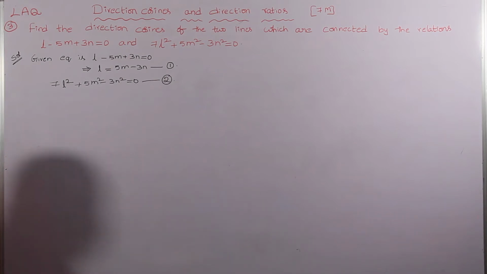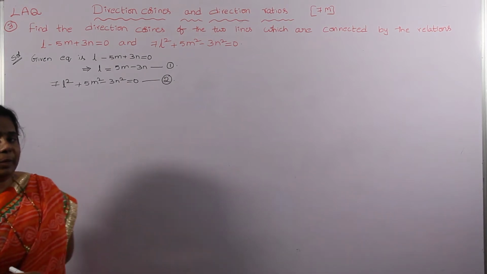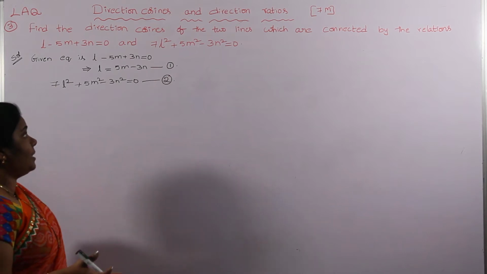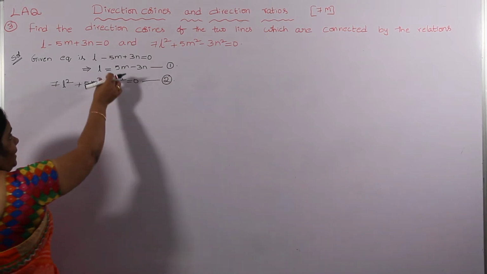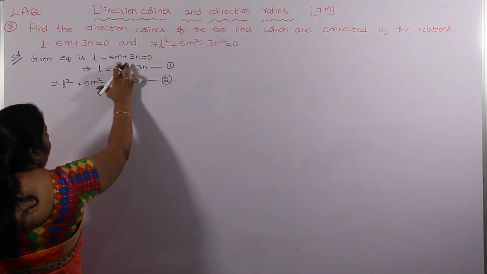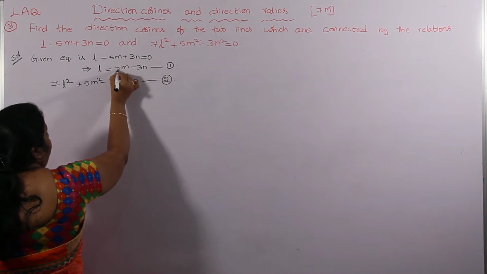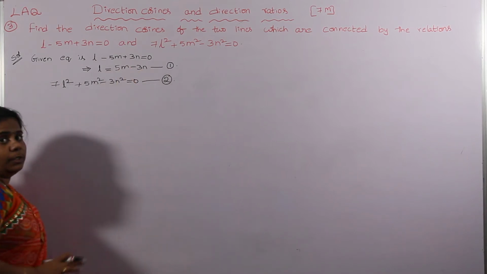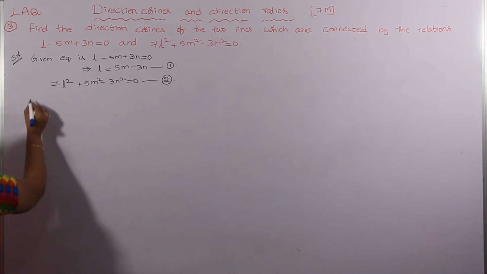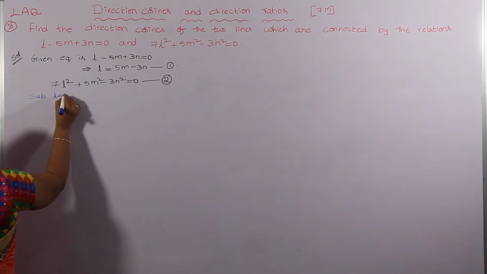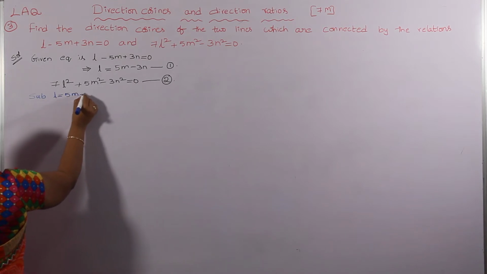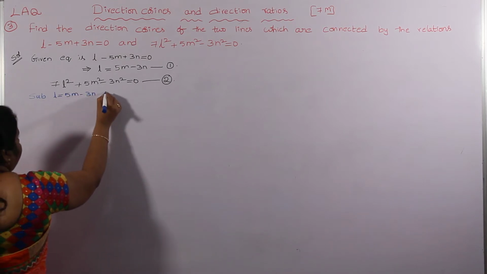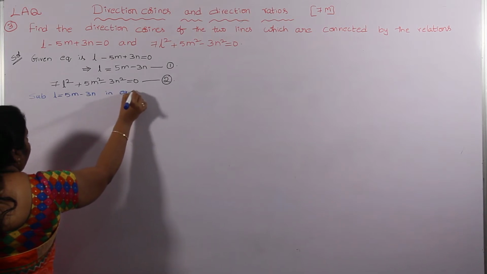Substitution method. In this problem we are applying the substitution method. What is the substitution method? Substitute this l equal to 5m minus 3n in equation 2.